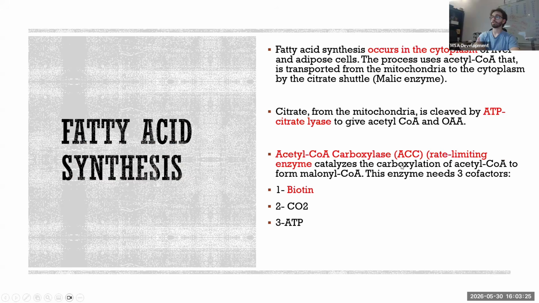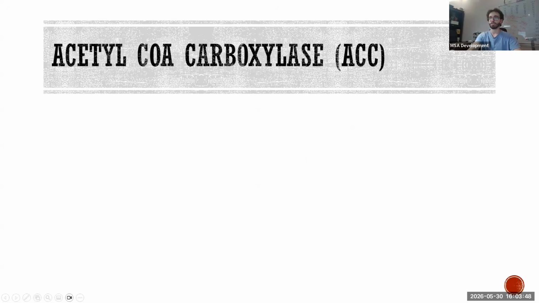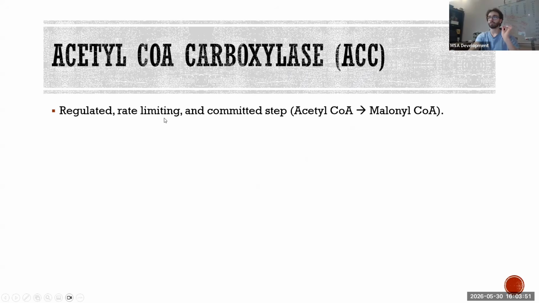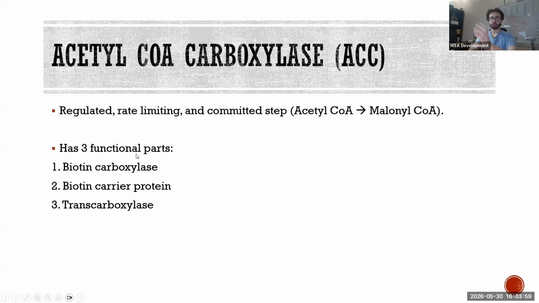Then, acetyl-CoA carboxylase, which again is the rate-limiting enzyme, the most important enzyme, will need biotin alongside carbon dioxide and ATP, and will give us malonyl-CoA from acetyl-CoA. And last but not least, malonyl-CoA will turn into palmitate by fatty acid synthase. But I want to talk a bit more about acetyl-CoA carboxylase because I want to drill this enzyme in your heads. Again, it is the regulated, rate-limiting, and committed step. It takes acetyl-CoA and changes it into malonyl-CoA. And it has three functional parts. You don't have to memorize them in detail, just know biotin. Biotin is everything for this enzyme.